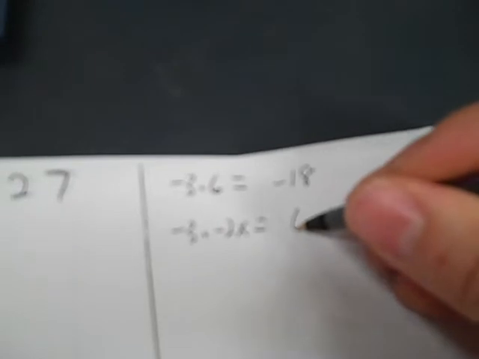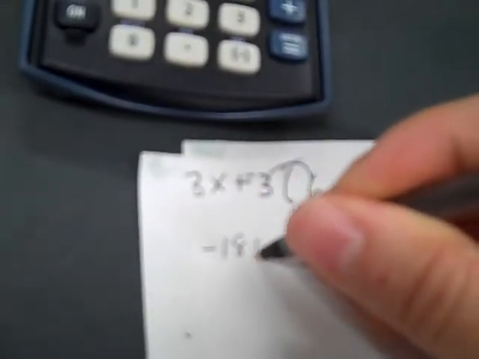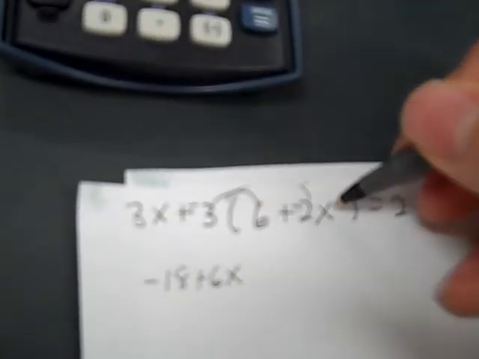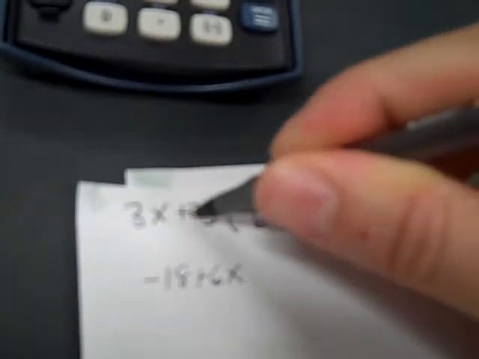Okay, so that gives me a product of negative 18, and this gives me a product of positive 6, but this product needs x on it because there was an x in one of the factors. So you can come over here and just write negative 18 plus 6x. Always put a plus between them. Now you want to cross out the parentheses and the number that was outside. Okay, cross those things out.